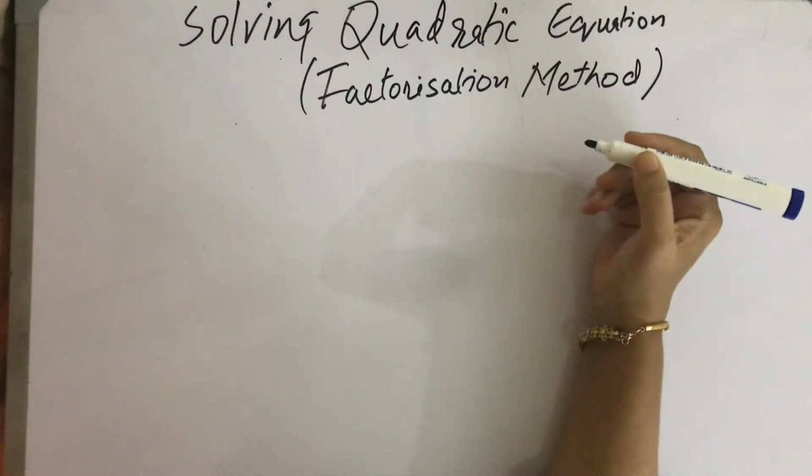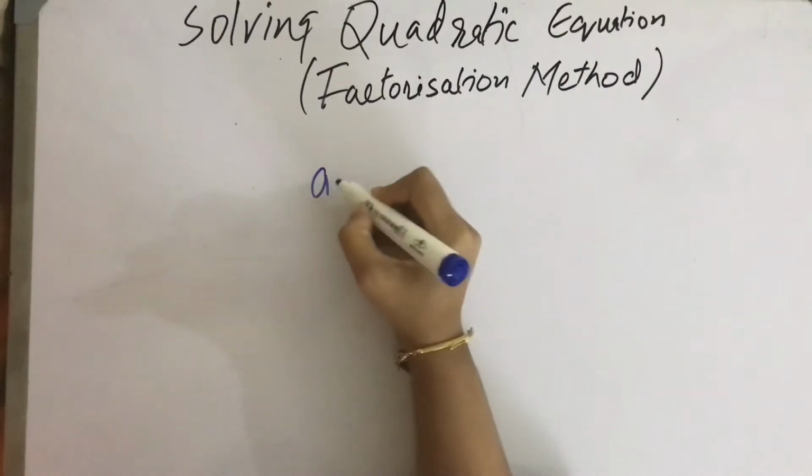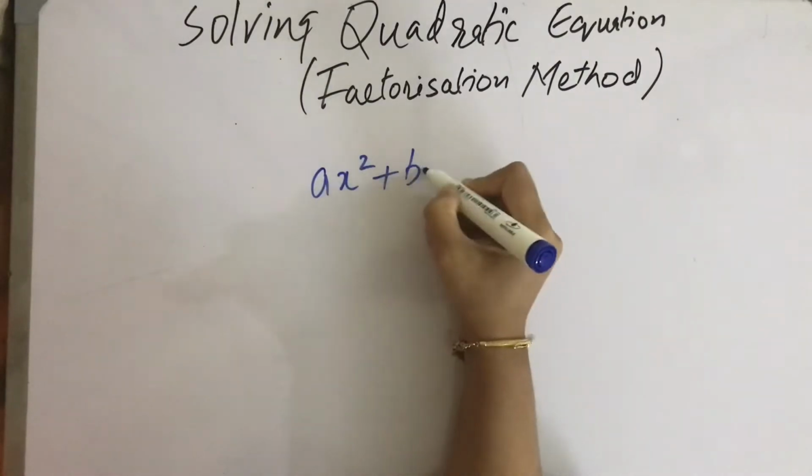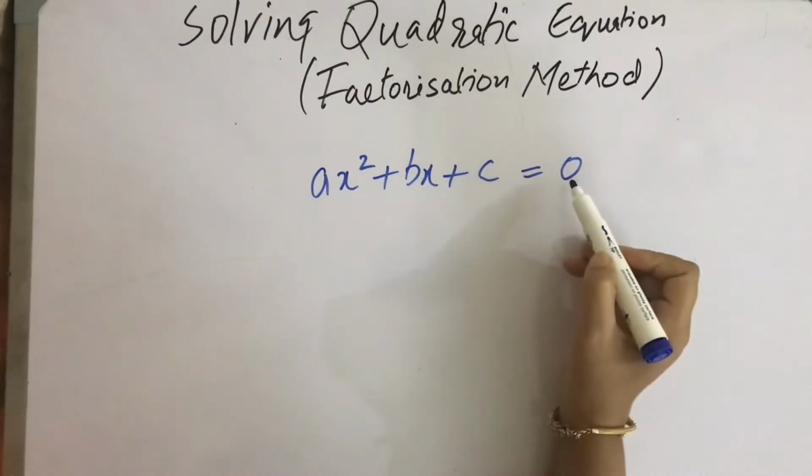Hello dear students, the topic for today is solving quadratic equations using factorization method. First of all, you must know what is a quadratic equation. Ax square plus bx plus c equal to 0. This is an equation.